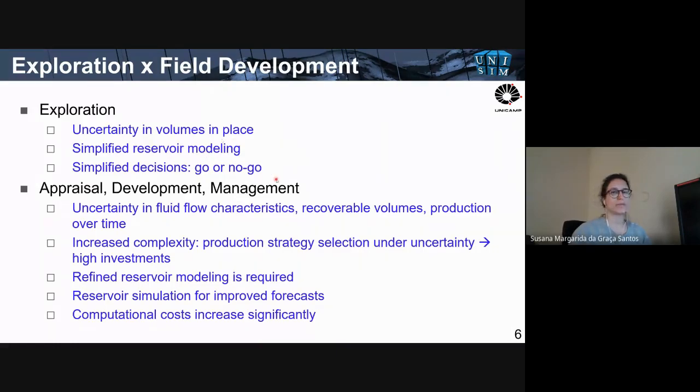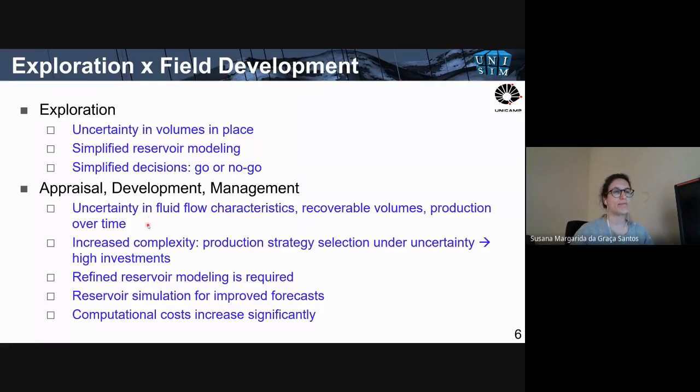So the decisions here are much more simple. Actually, much simpler means the amount of variables they are assessing, not in the sense that it's easier or less important, okay. When we are talking about the appraisal, development, and management phase, which is where we are today, we are talking about, as I said, uncertainty in fluid flow characteristics, about recoverable volumes, production over time.